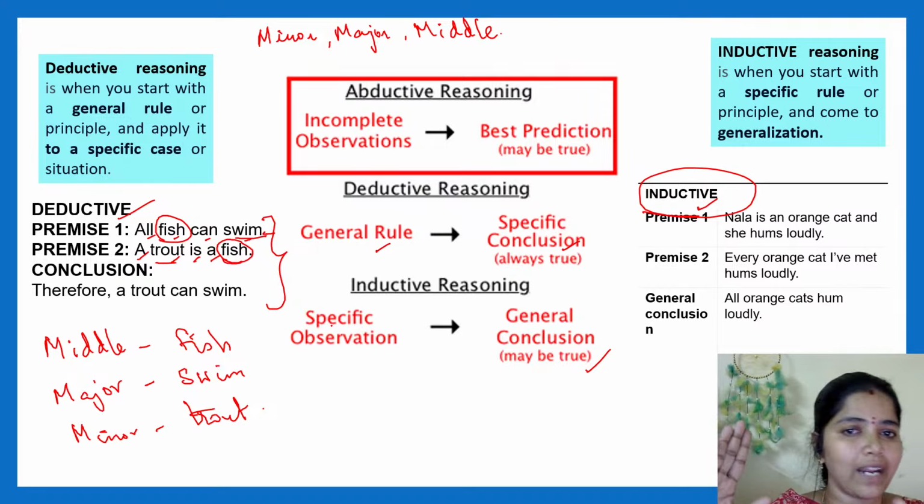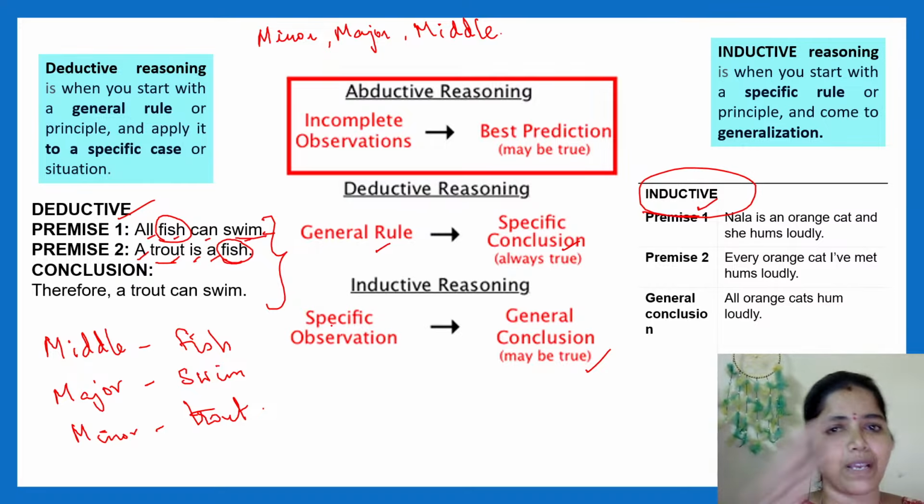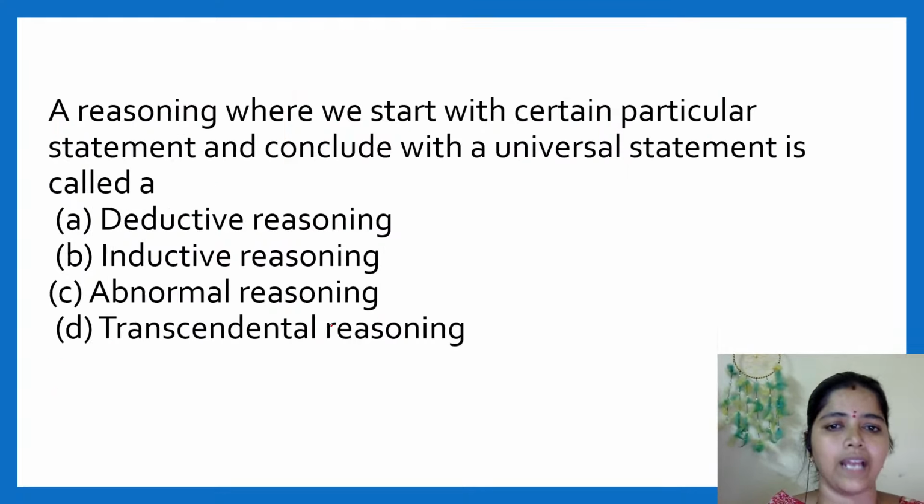So we have studied the types of reasoning, proposition, argument and so on. We have some basic questions. Let us try how well we have understood. Read the question and answer them. It's now your turn. A reasoning where we start with certain particular statements and conclude with a universal statement is called a dash.